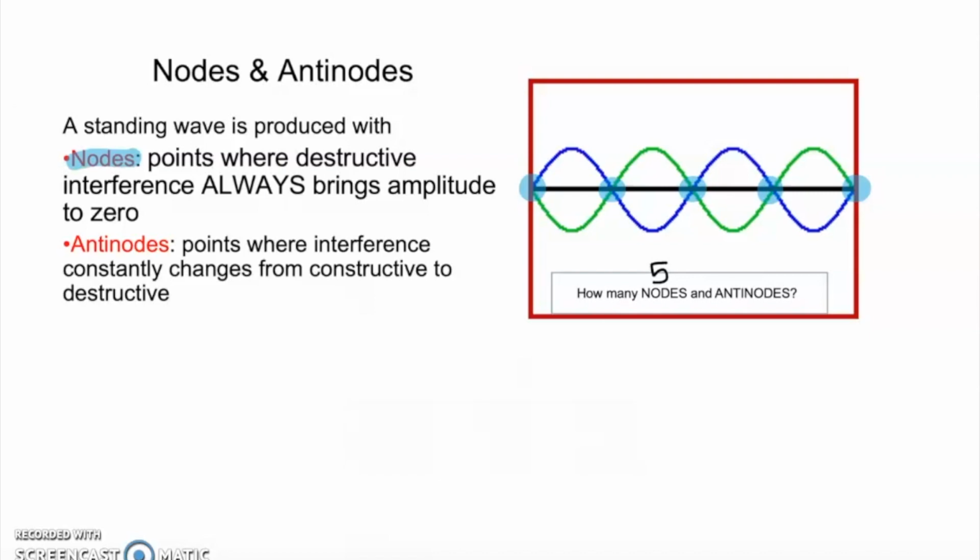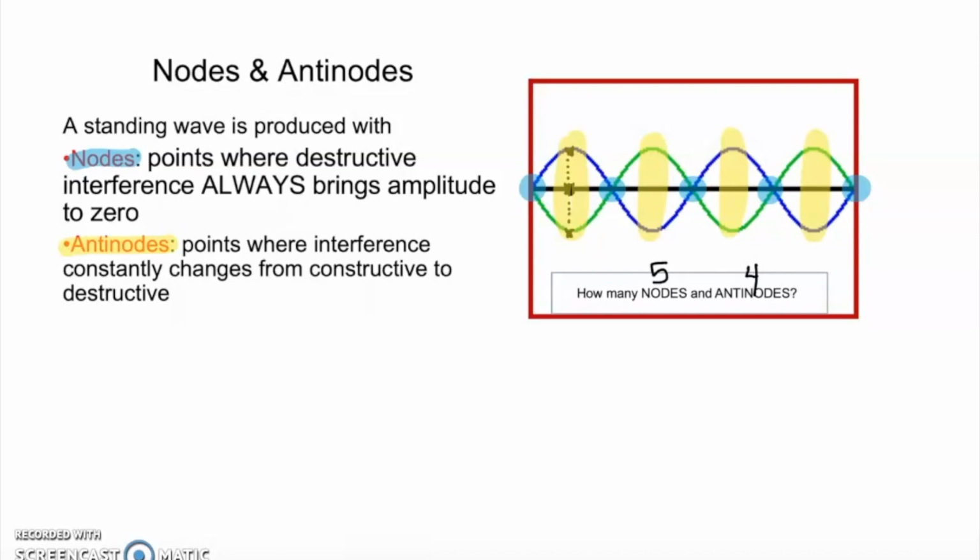Antinodes, on the other hand, are places where the interference is constantly changing from constructive to destructive. So for example, you could trace the particle. Sometimes it's here, or here, or here, or here, or here. If it were right here in the middle, you would get destructive interference. If it were up here, you would get total constructive interference. So in this diagram, we see 1, 2, 3, 4 antinodes. 5 nodes and 4 antinodes.